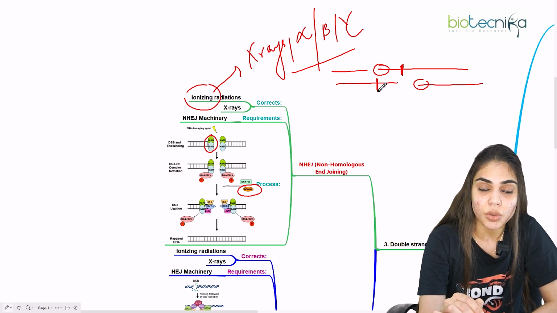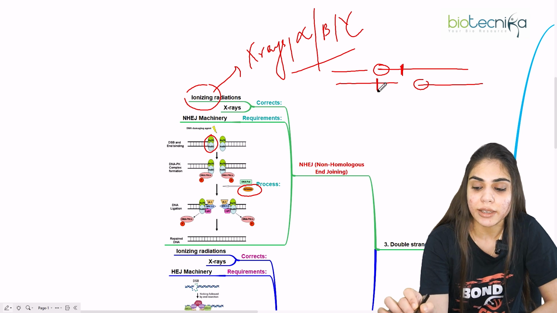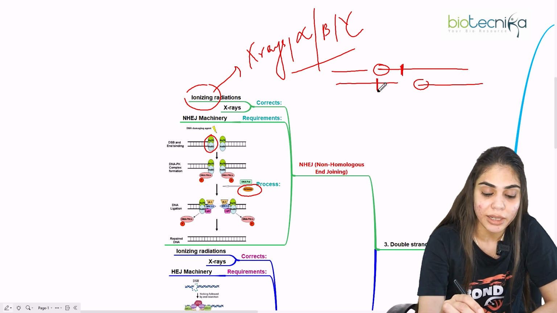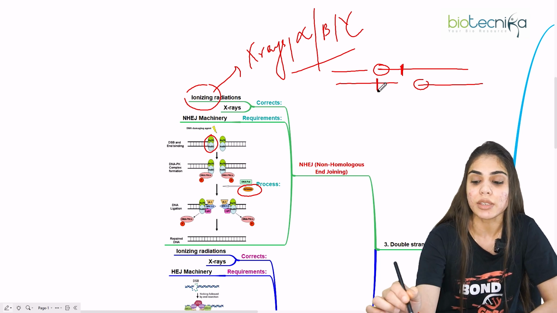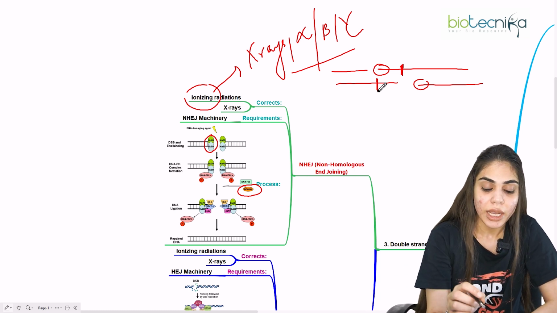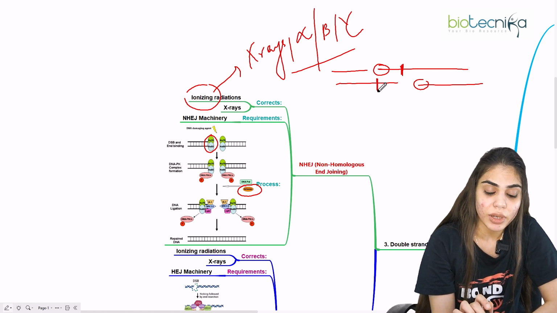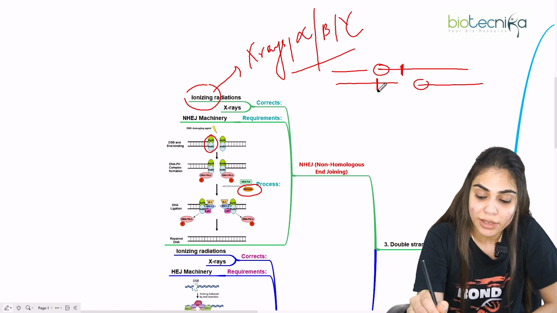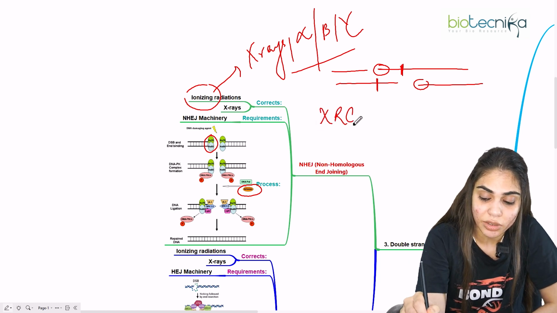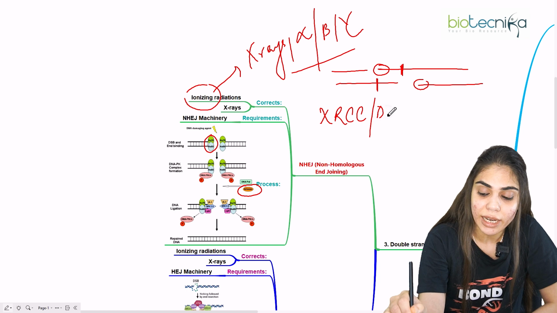Previously it was shown as a blunt end, but it's not like that. It was previously a staggered end, and this blunt end has been created by Artemis, which is going to cleave this overhang flanking region, and ultimately the gaps will be sealed by DNA ligase enzyme. So here you can see ultimately DNA ligase enzyme will act, which will be in the form of XRCC4. So this DNA ligase machinery will be XRCC4, DNA ligase 4 enzyme, along with XLF.